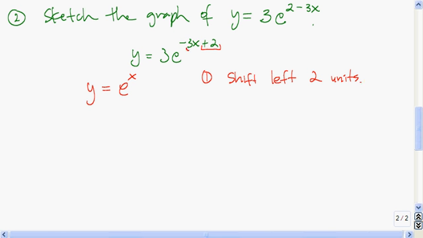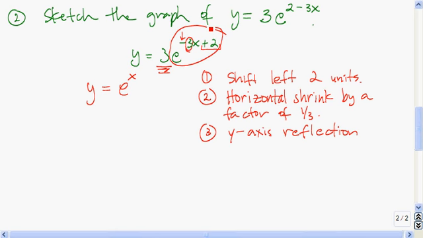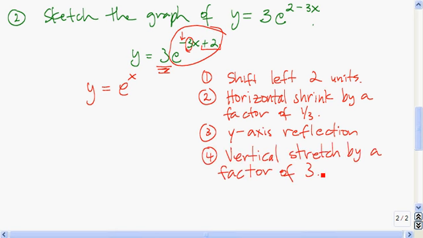The next thing that I'm going to do is take care of the 3 in front of the x. So x is being multiplied by 3, so we're going to have a horizontal shrink by a factor of 1/3. Next, I'll take care of the negative sign right next to the x. That's going to be a y-axis reflection. Finally, I'll take care of the 3 that's being multiplied by all of this. That is a vertical stretch by a factor of 3.